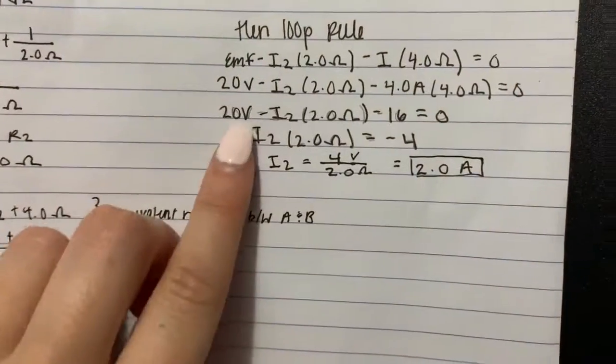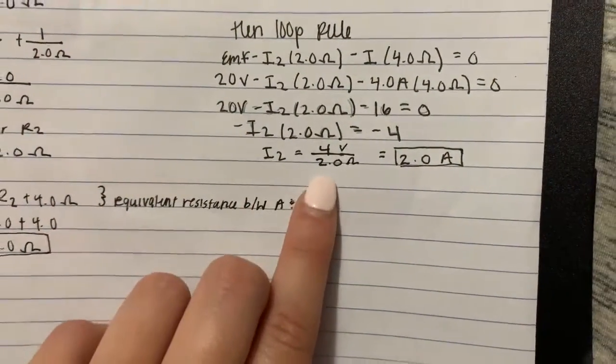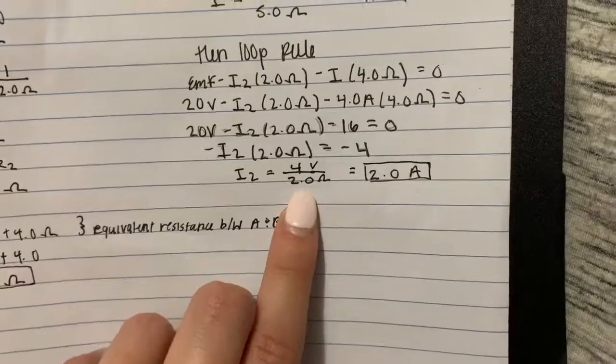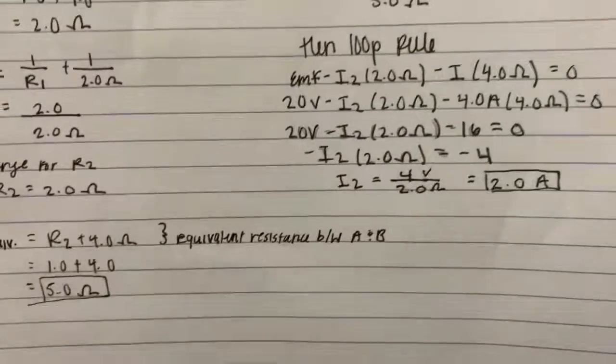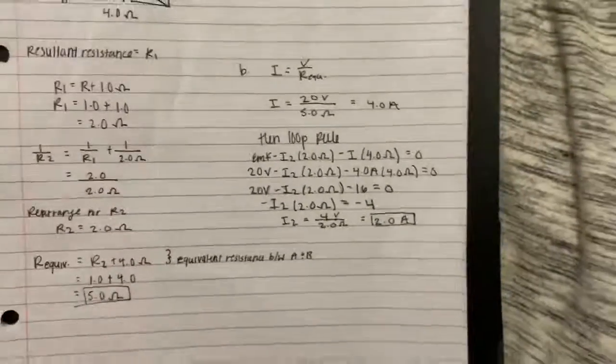So eventually we're going to get down here, and it's going to be I2 is equal to 4 volts divided by 2.0 ohms, and it's going to give us 2 amps. So that current is 2.